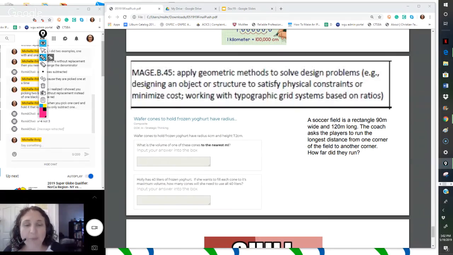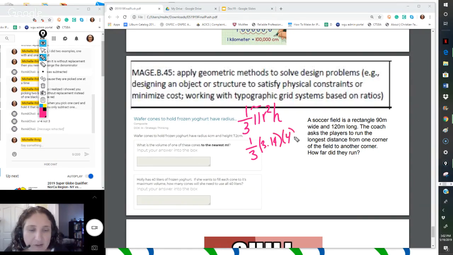So because it's a cone, we know we're going to use 1/3 pi r squared height. So that gives me 1/3 times 3.14 times the radius squared times my height. This one I'm not going to ask Google for.